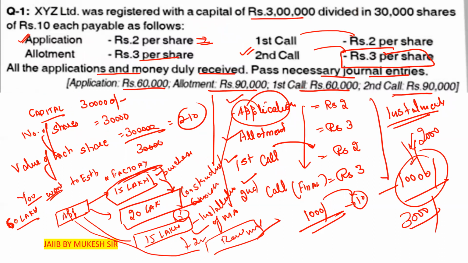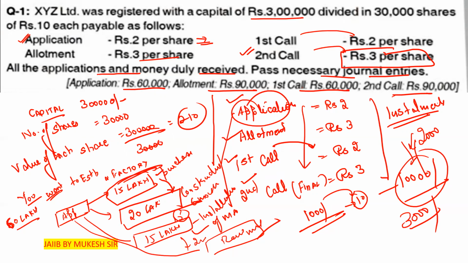So here what they are saying is that XYZ Limited was registered with a capital of rupees 3 lakh, and they divided the capital into shares. How many shares?